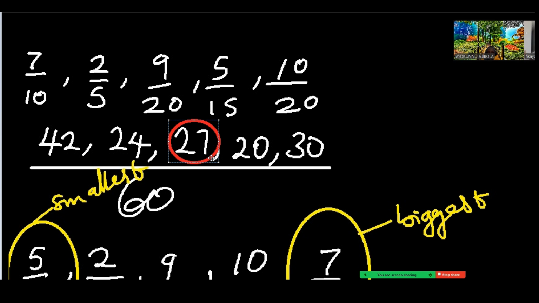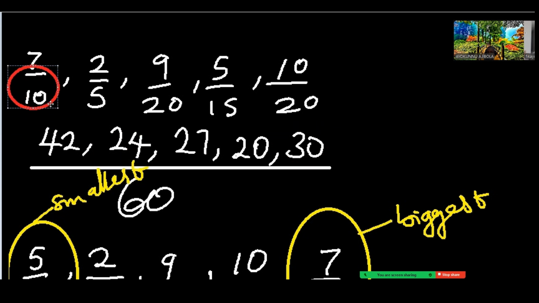27. Then 15 in 60 is 4. 4 times 5 gives us what? 4 times 5 gives us 20. Then 20 in 60 is 3. 3 times 10 gives us what? 3 times 10 gives us 30.